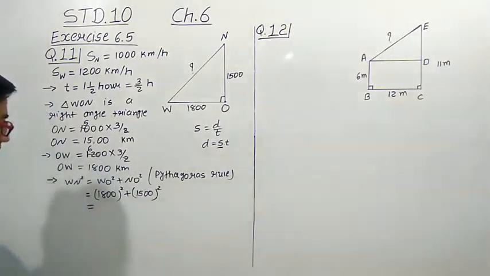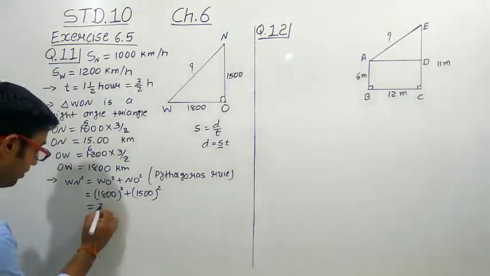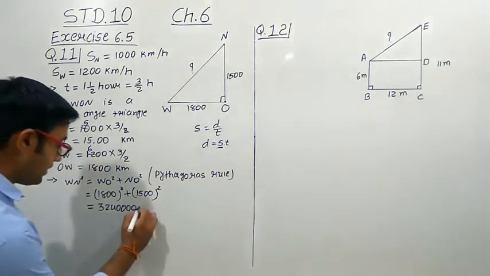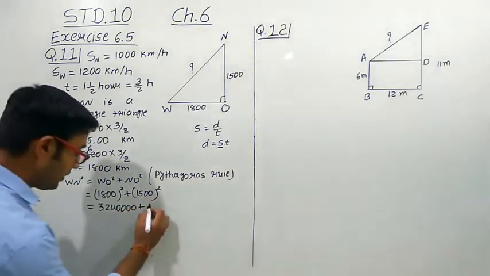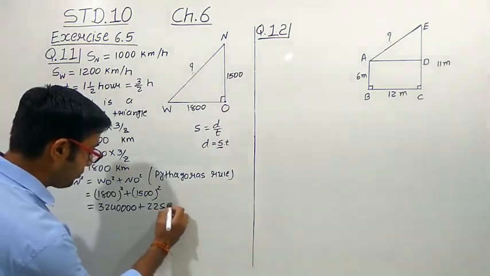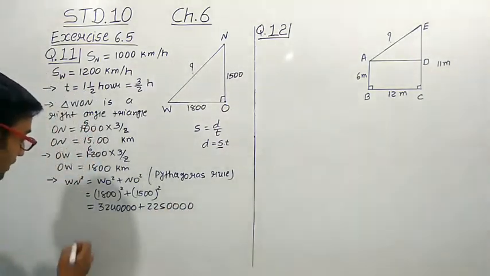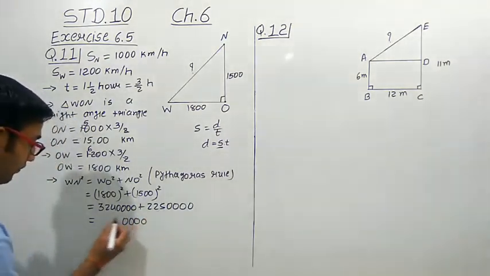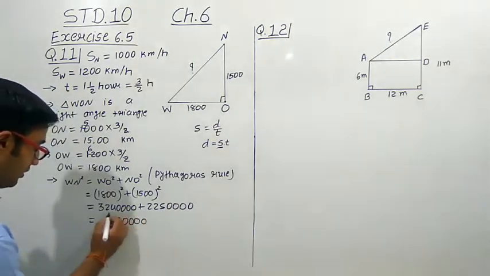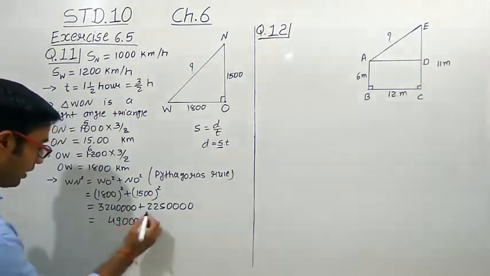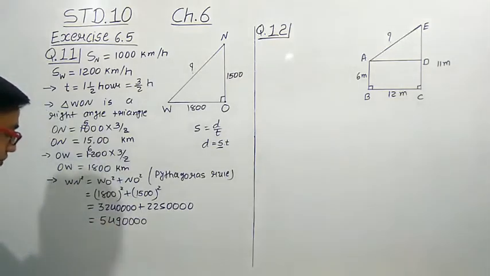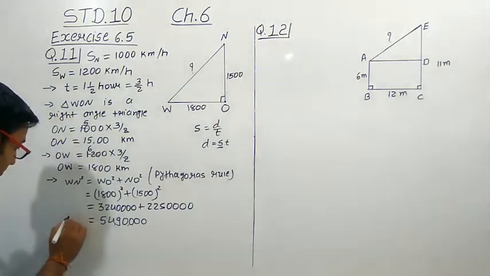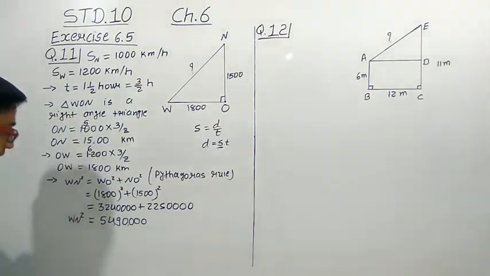Okay, so now let us find the squares. 18 square is 324, and we have to write 4 zeros. In the same way, the square of 15 is 225, so here also we have to write 4 zeros. Okay, so now let us add it. The 4 zeros will remain as they are. 5 plus 4 is 9, 2 plus 2 is 4, and 3 plus 2 is 5. So here we get this amount, that is WN square.